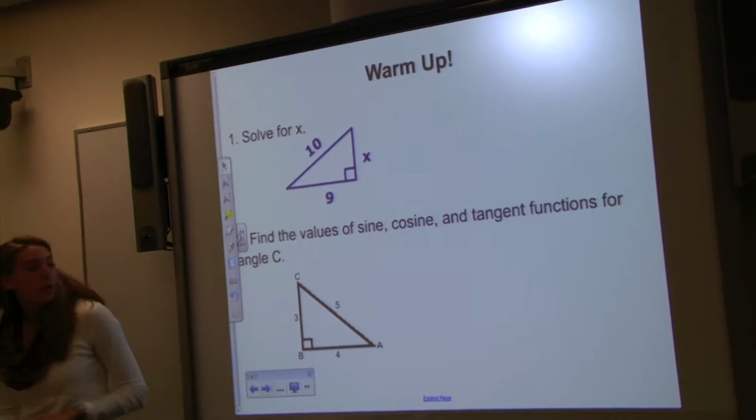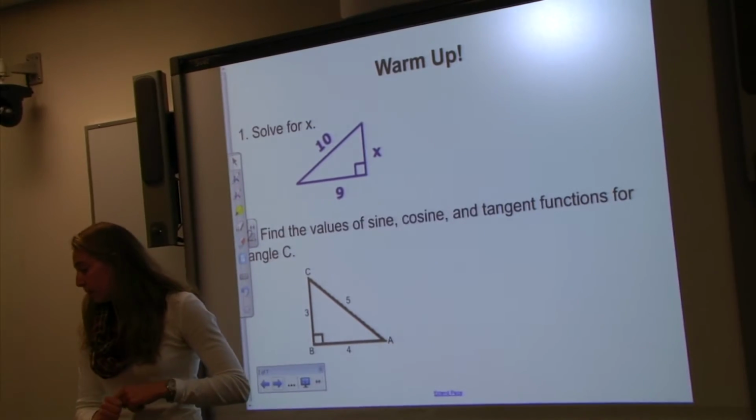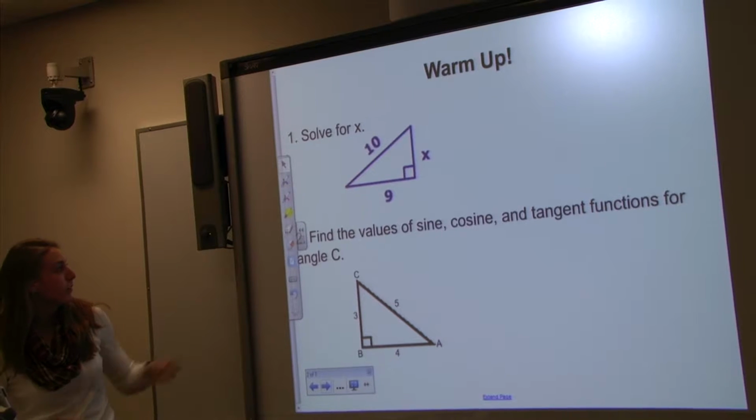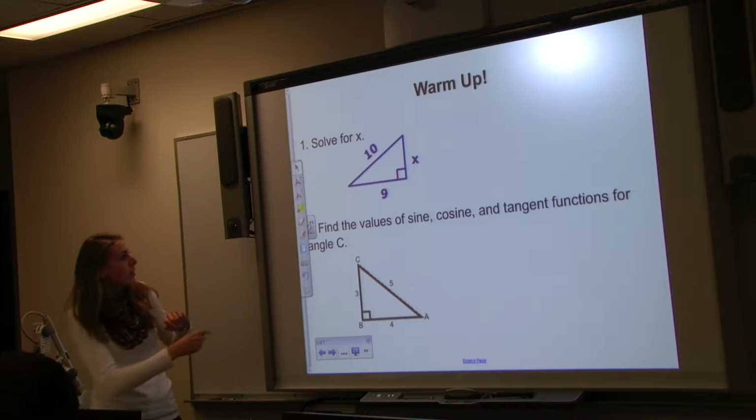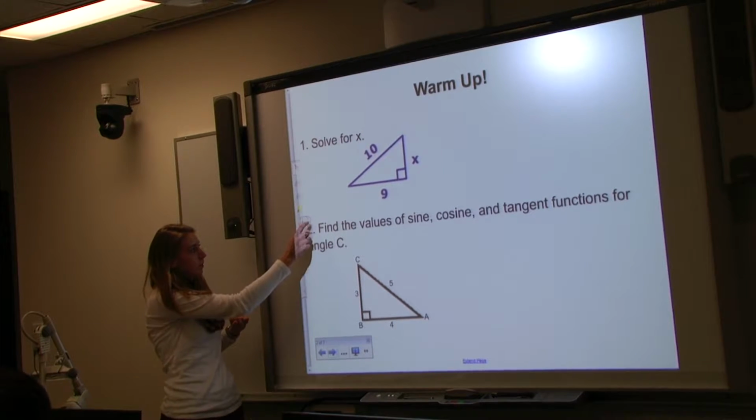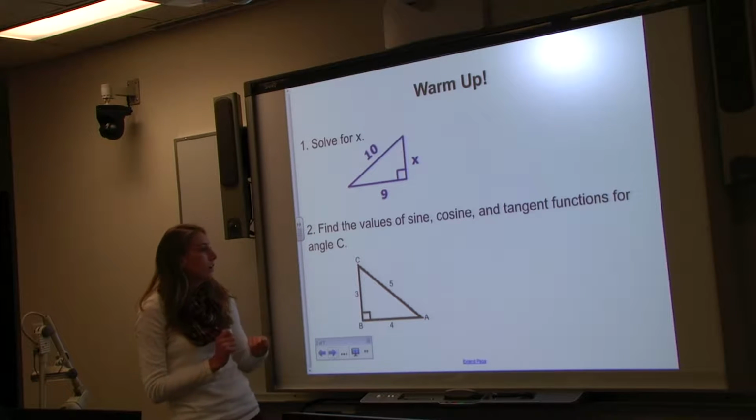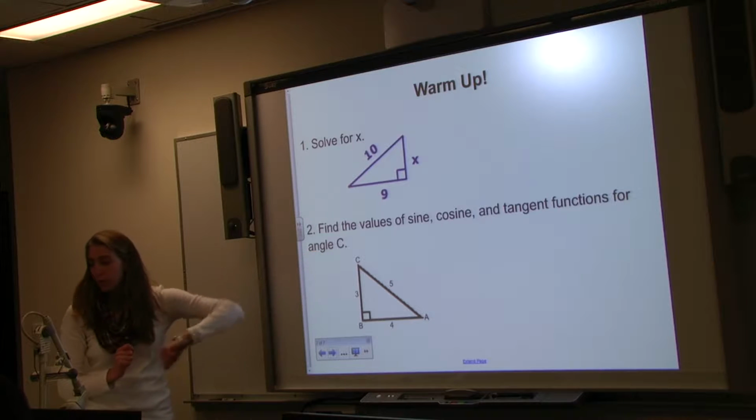So we're going to go ahead and do the warm-up. You have two boxes at the center of your page. For the first one, solve for x. And for the second one, find the values of sine, cosine, tangent for your angle C, which is right up here.